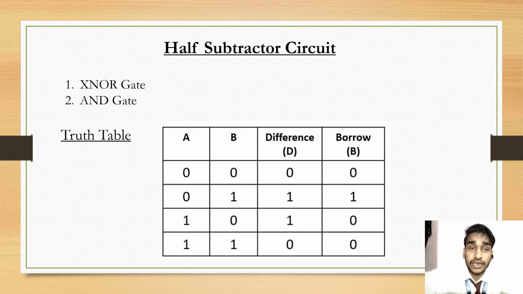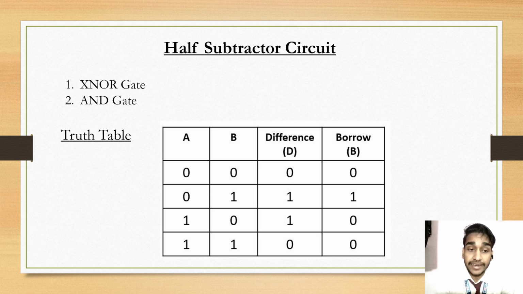The working of the XNOR gate: when the two or more inputs are the same, if both inputs are 0 0, or both inputs are 1 1, then the output will be true, or 1.